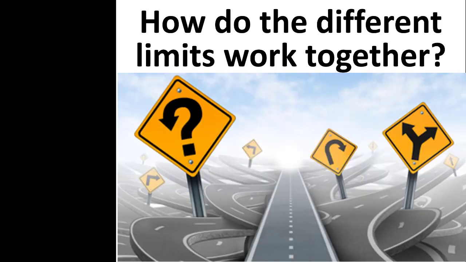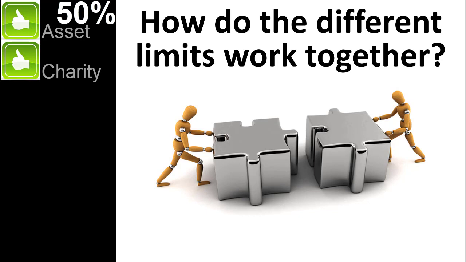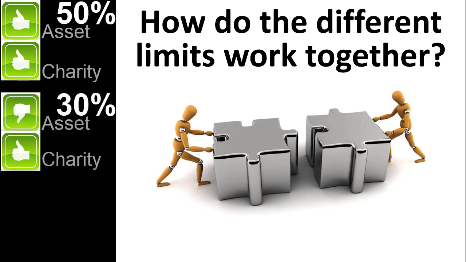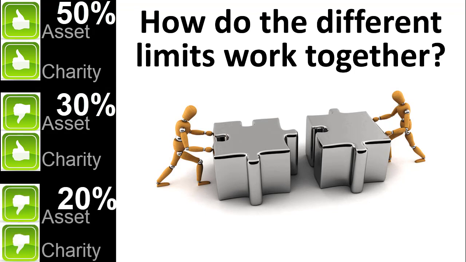This is a complicated but important question because a donor may be dealing with a variety of different limits that interact in different ways. A donor cannot, for example, deduct up to 50% of his income with one type of gift, and then deduct another 30% of his income with another type of gift, and then deduct the final 20% of his income with the final type of gift.